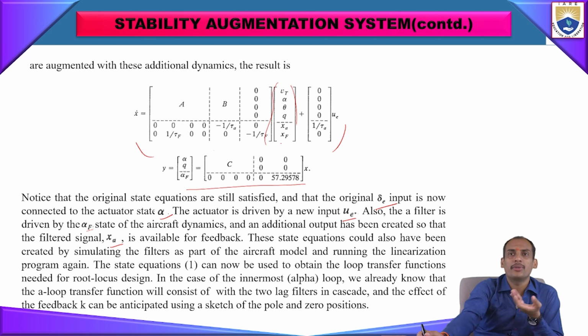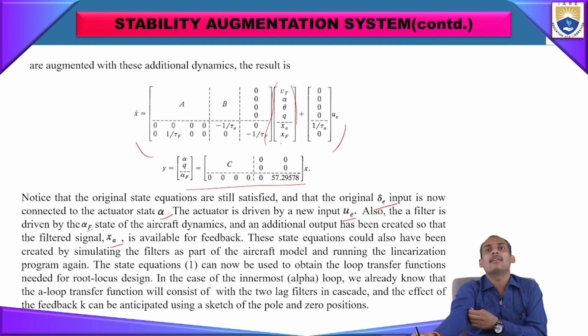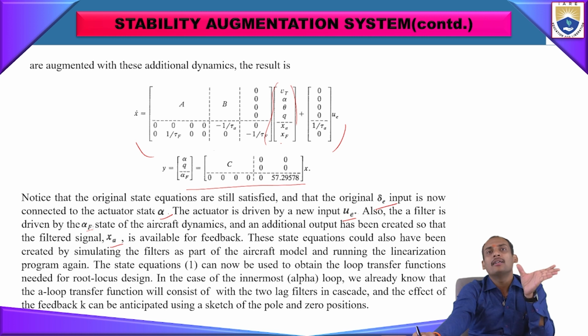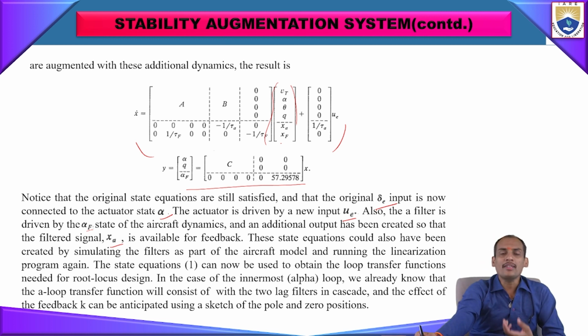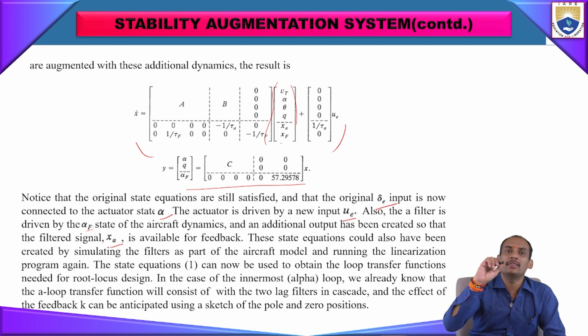Like the linearization program, if you see in previous things, the control surface program may be designed to make that integrator and the transfer function solution also. That solution means the output frequency value given to the control surface. So the state equation can give you two things, and it can be used to obtain the loop transfer function needed for root locus design.